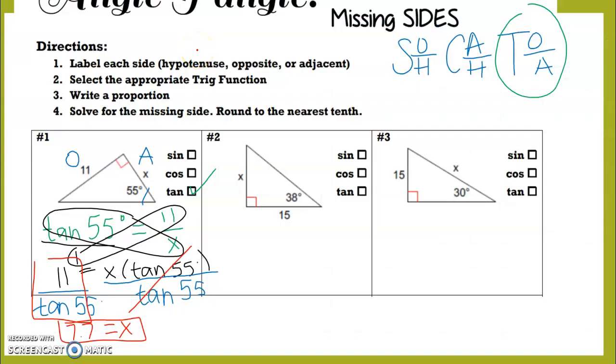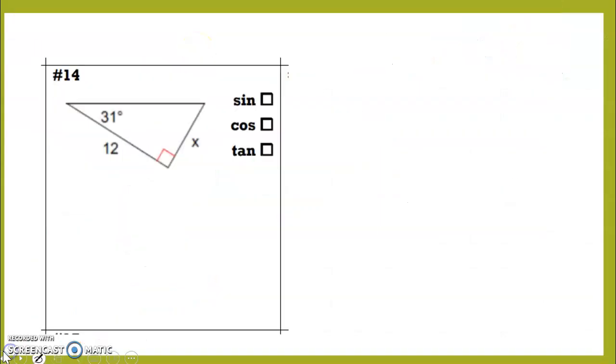All right, let's do one more together. Next, let's do number 14. So once again, the labeled angle there is our reference angle. I only want to label what I know and what I'm looking for. So x is what I'm looking for. That is opposite to 31 degrees. And 12 is next to 31, so that's adjacent.